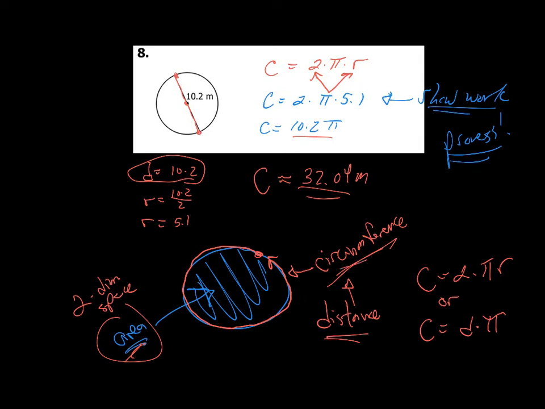Another way to think about circumference is really just like the perimeter, all right? But perimeter is distance around a polygon. Circles are not a polygon, so we have a separate word for the distance around, circumference. Okay, let's keep going.